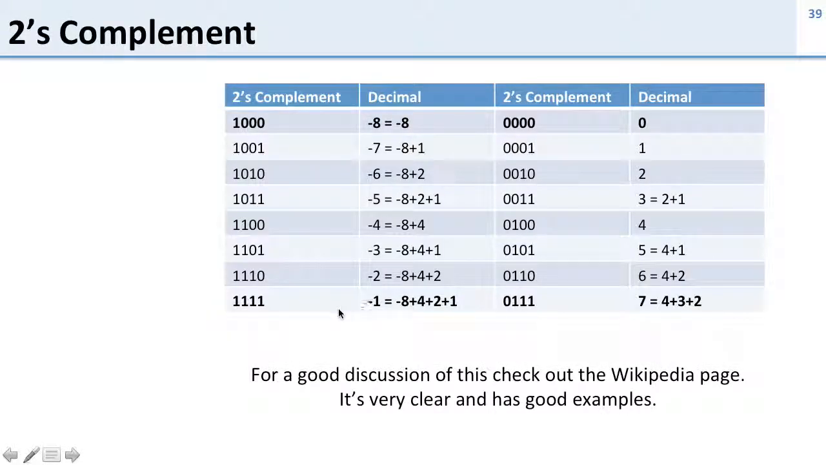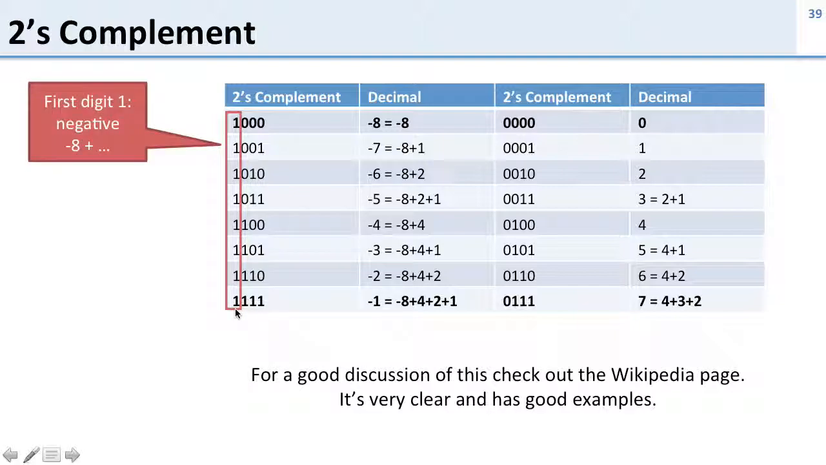So here's an example of some of the numbers. Here's -8, 1000, and here's -7, 1001. This is -8 from the first digit plus 1, which is... sorry, -7. Now here are the positive numbers. Note the first digit's 0 here the whole time, because there's no negative. It's just positive numbers, and these count up the same way they do in binary. For the negative numbers, the first digit's always 1, and then you just count up in binary on the other side, and you're adding a larger and larger positive number. So this is -1. It's -8 plus 4 plus 2 plus 1, which is -8 plus 7, or -1.